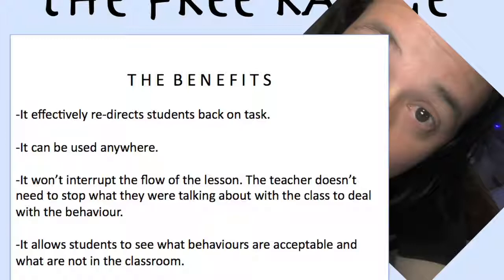The benefits of using proximity control in the classroom are, it effectively redirects students back on task. It can easily be done anywhere, not just in the classroom. For example, you could use proximity control outside during recess or lunch duty, or when the class is out on an excursion. It won't interrupt the flow of the lesson. The teacher doesn't need to stop what they were talking about with the class to deal with behaviour. And it allows the students to see what behaviours are acceptable and what are not in the classroom.